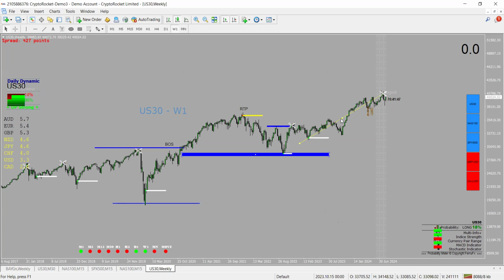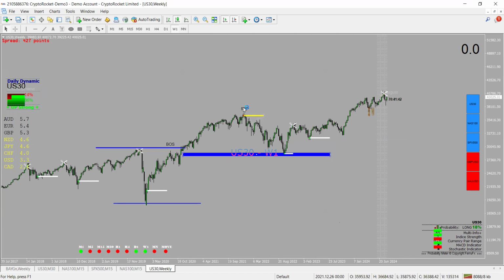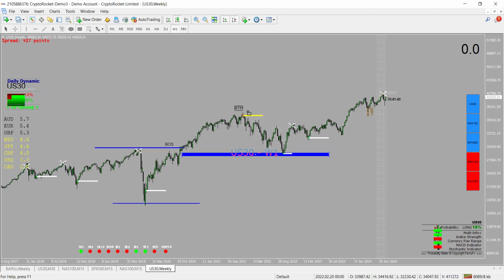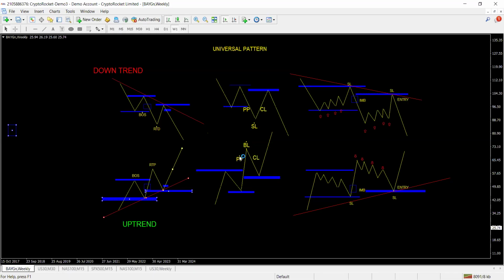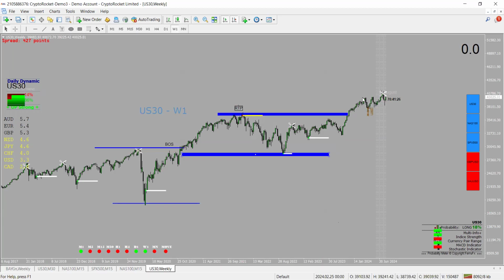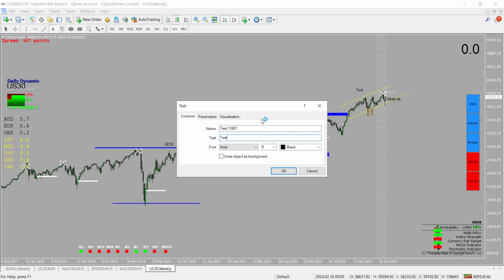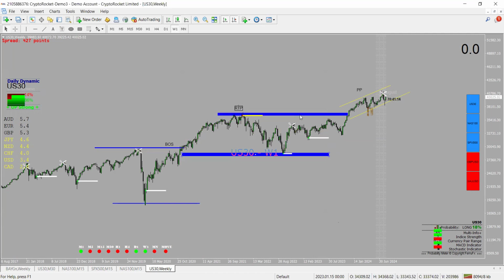So now we know that because the market took out RTP, we know what this phase in the market is overall. We're in the push phase, the phase of the market going straight up. The market is making higher highs and higher lows because this is a push phase. This is your push phase overall.